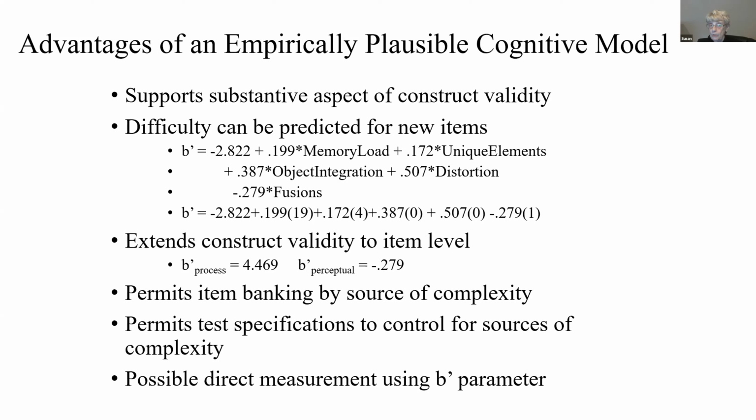First of all, of course, it does support the substantive aspect of construct validity. That's what is involved and how difficult that particular process is in items. We can predict difficulty for new items. Here is an example of predicting the difficulty for new items of the matrix type that I just showed. So you see I've got a prediction there.